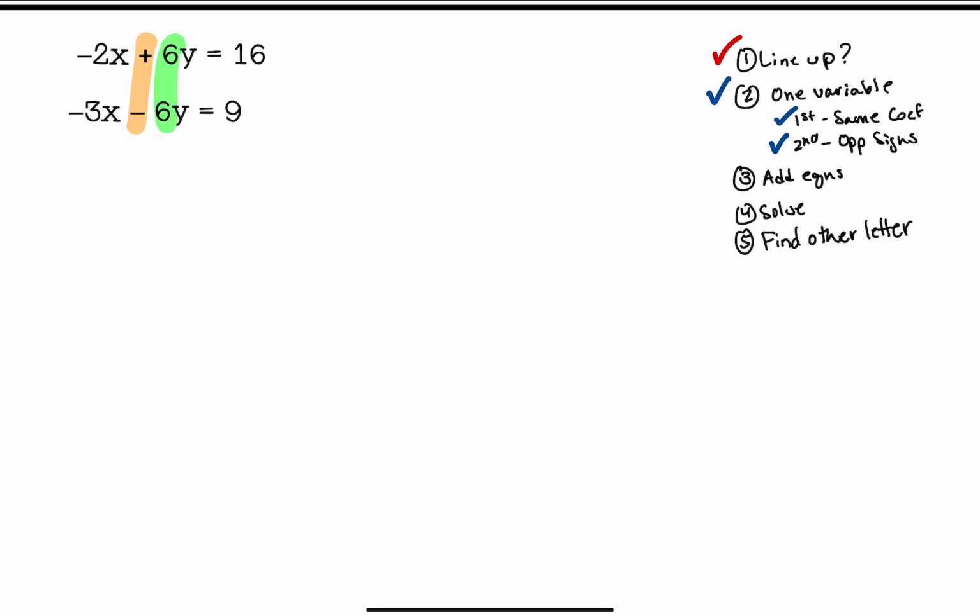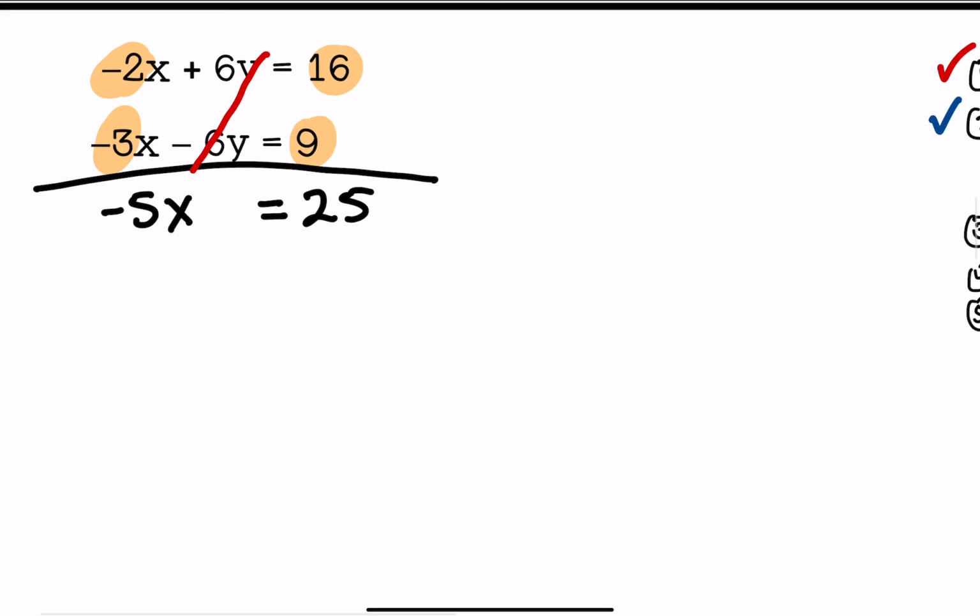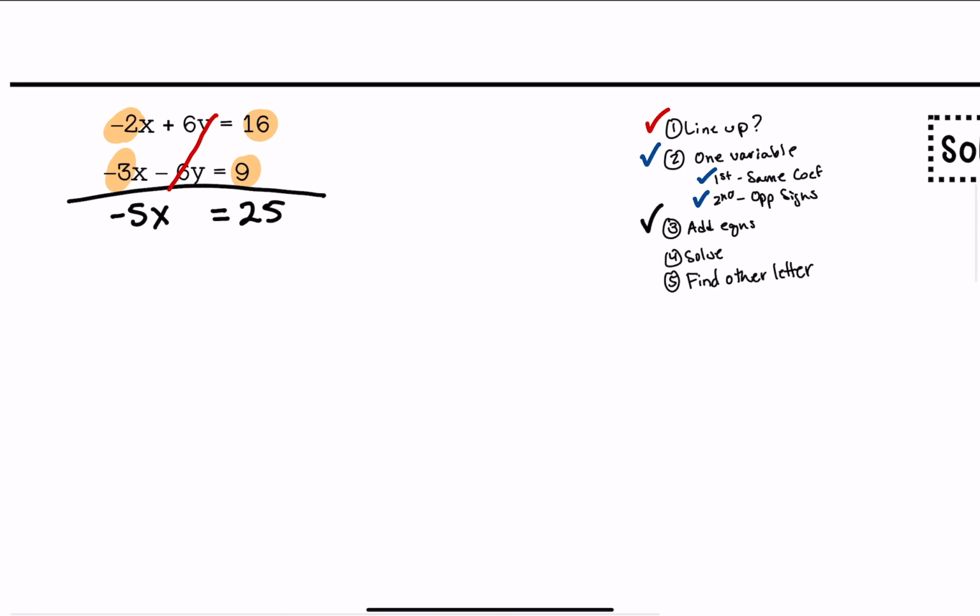Now I'm going to go to step 3 and add my equations. Let's do that. Draw my line, add my stuff. Negative 2x plus negative 3x gives us a negative 5x. 6y minus 6y cancel. The equal sign gets brought down because you can't add equal signs. Then we have 16 plus 9 gives us 25. Okay, so we added our equations.